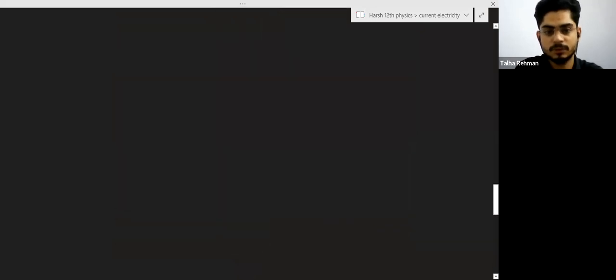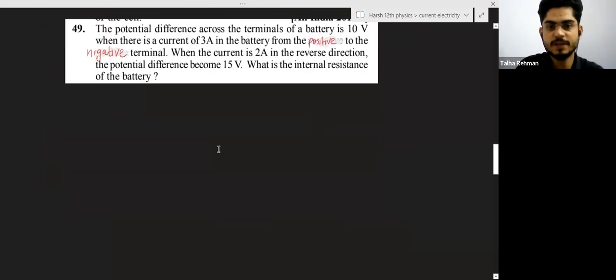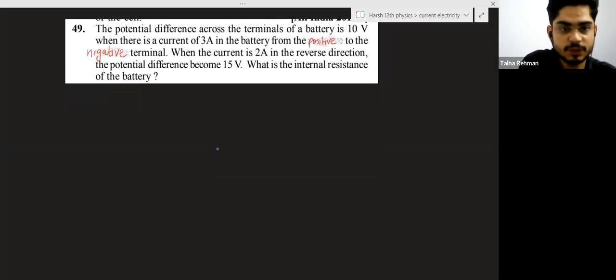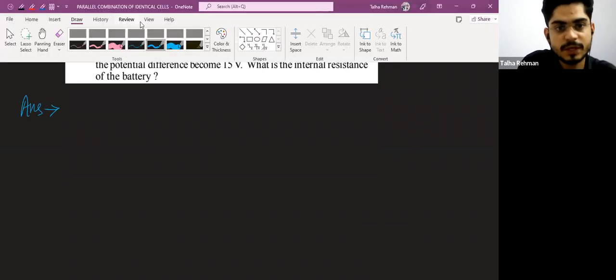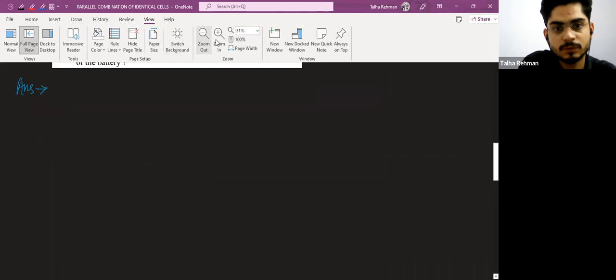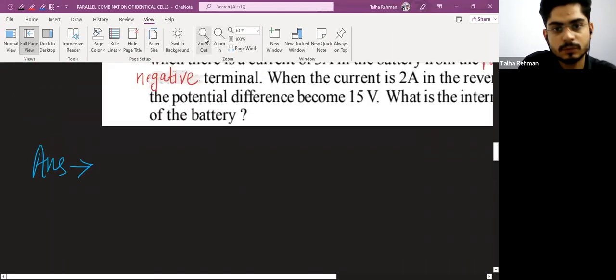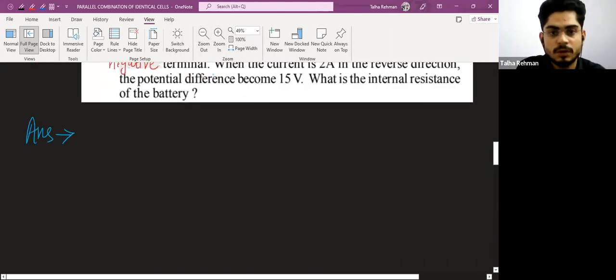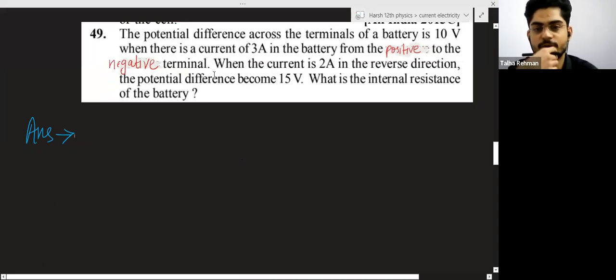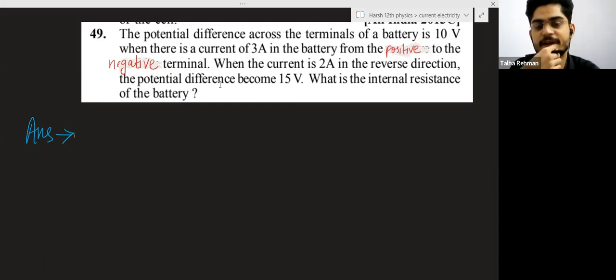Okay, fine. So this question is very easy. First read the question. The question says that the potential difference across the terminals of a battery is 10 volt when there is a current of 3 ampere in the battery from the positive terminal to the negative terminal.